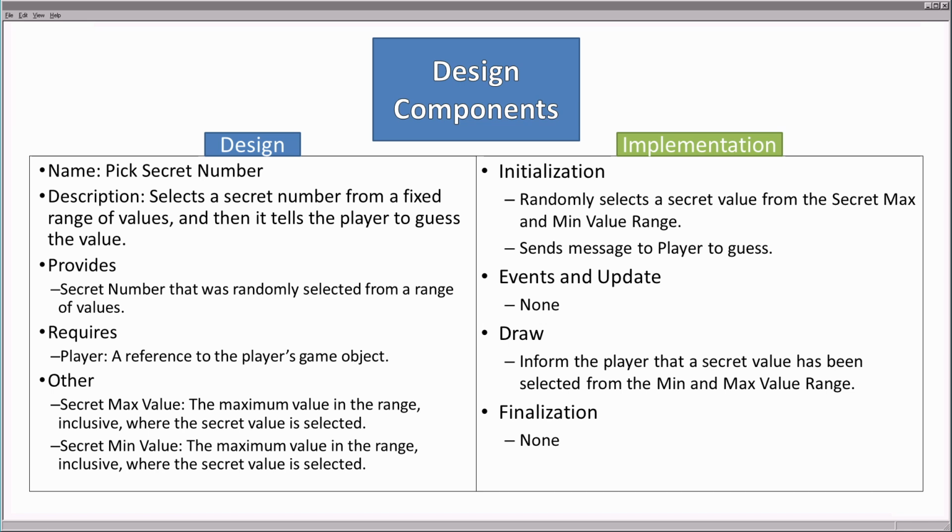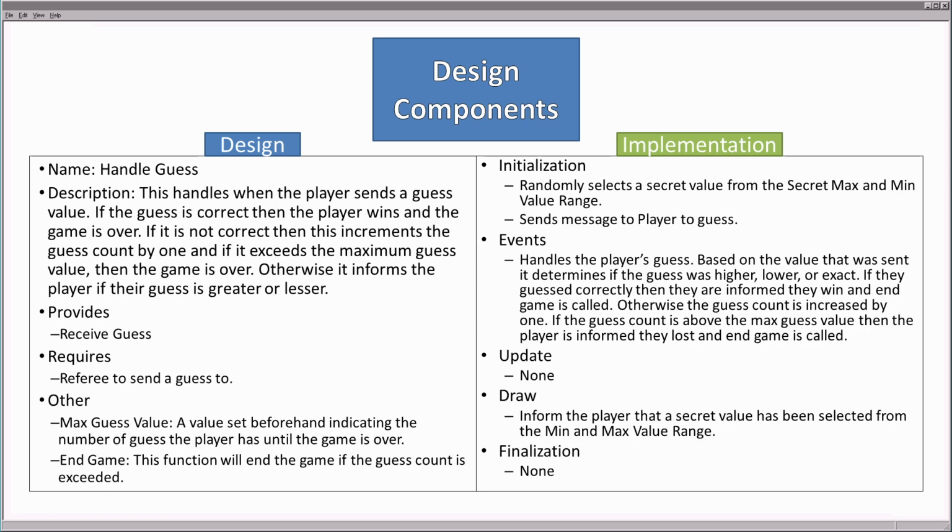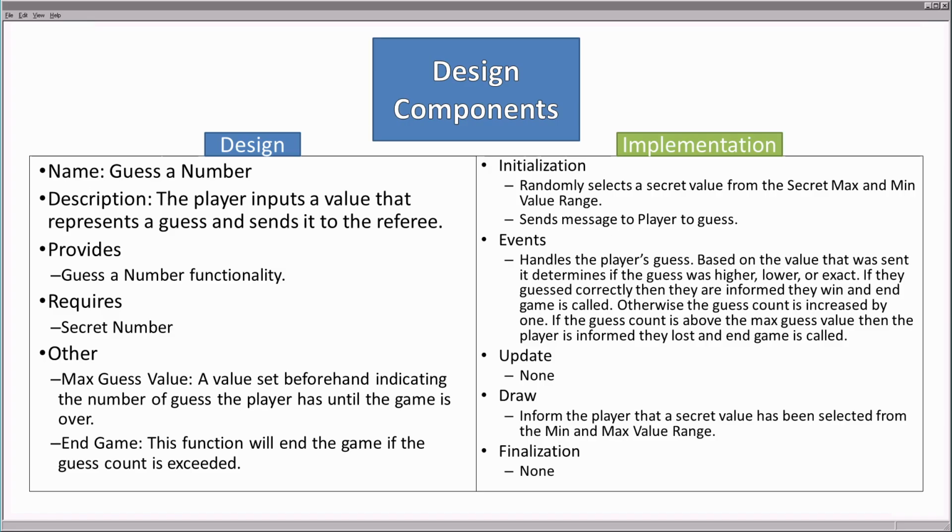Again, on the left we see the component design. The name of this component is pick a secret number. This selects a secret number from a fixed range and then tells the player to guess a value. We can see how this would appear for handling a guess. Again, the left-hand side would be the design, the right-hand side would be implementation details involving the game loop pattern. Finally, we can also see this with guessing a number. On the left-hand side is the design, the right-hand side is the implementation with regard to the game loop pattern.